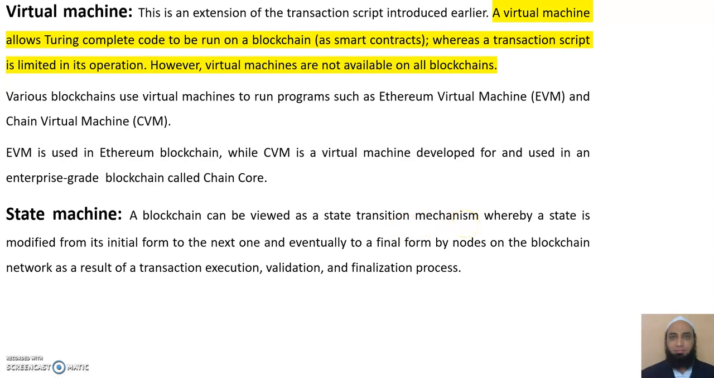We are taking the data, we are storing the data, and that data takes care of its hash, its timestamp, its addresses. So a state is modified from its initial form to the next one and eventually to a final form by nodes on the blockchain network, as a result of how the data is being stored, because of these transactions, the execution, validation and finalization process.